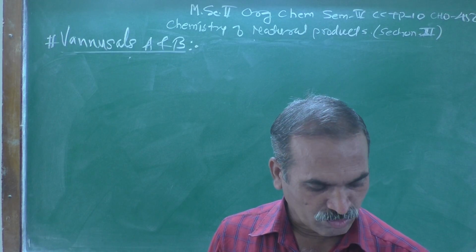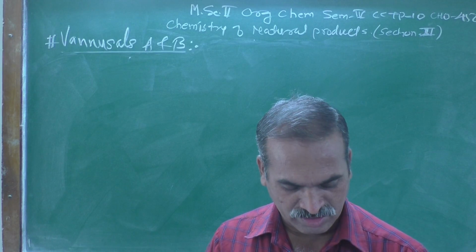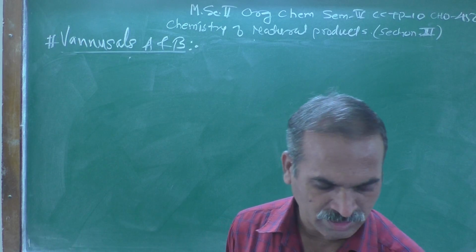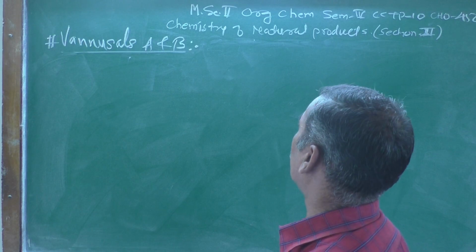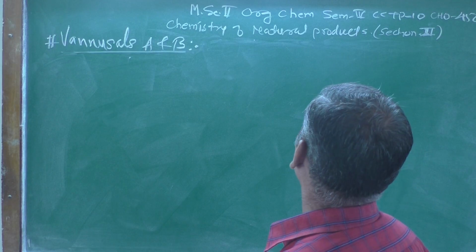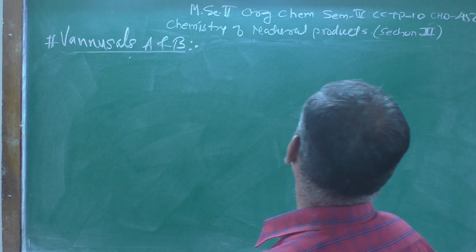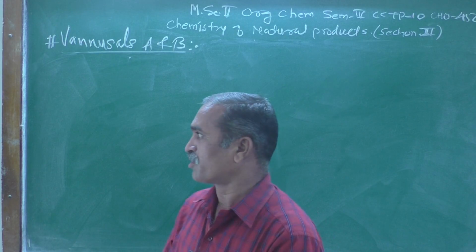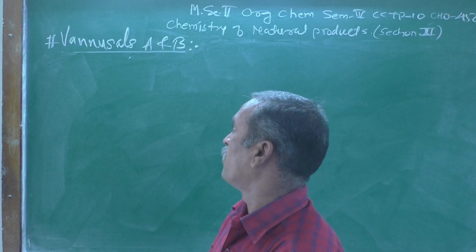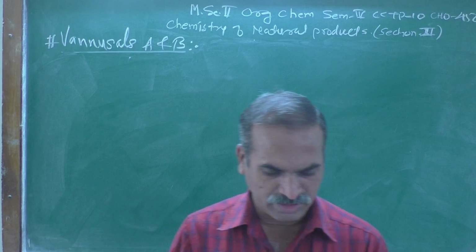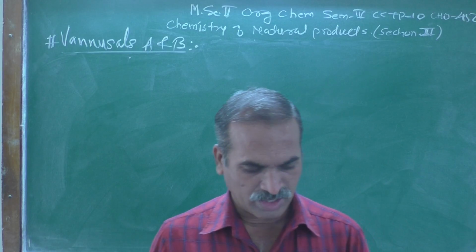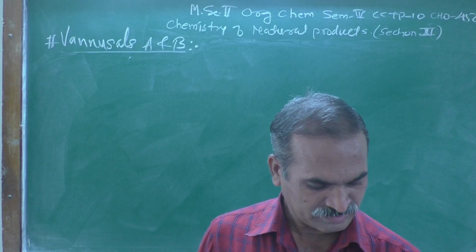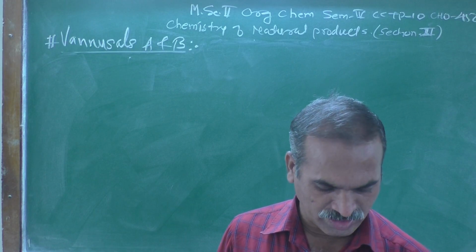So today we are going to discuss the further continuing part of that, because we are discussing the MSc second year organic chemistry, semester 4, CCTP 10, CHO 450, Chemistry of Natural Products, section 2. We are discussing Vanhusel's A and B. Still we have learned scheme number 11, so the rest of that we are going to see.